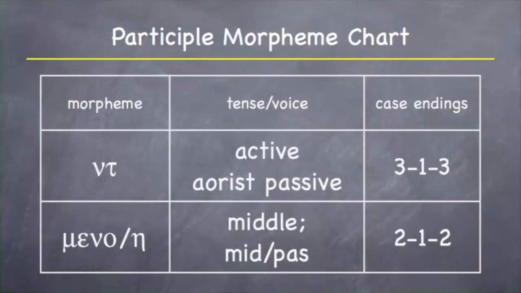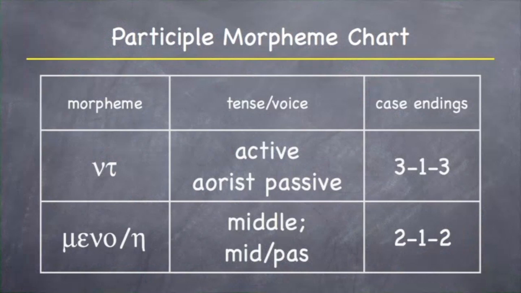I'm going to add one more line to it later on. But for now, this is the bulk of the paradigm and all that you do know at this point. The participle morpheme chart tells you that there's 2 basic morphemes that you've learned. The nu tau morpheme is used in all active participles, and it is used in the aorist passive participle. Now, nu tau is going to be a 3-1-3 adjectival form. The feminine is going to be first declension, and as I said, the nu tau, therefore, is always going to change to something significantly different in the feminine.